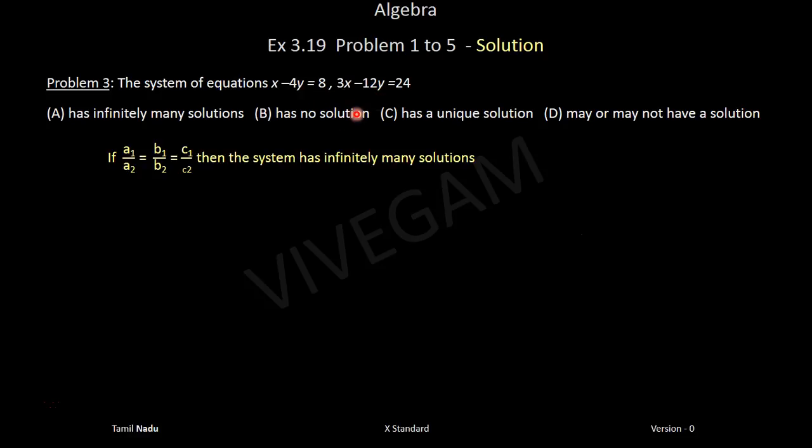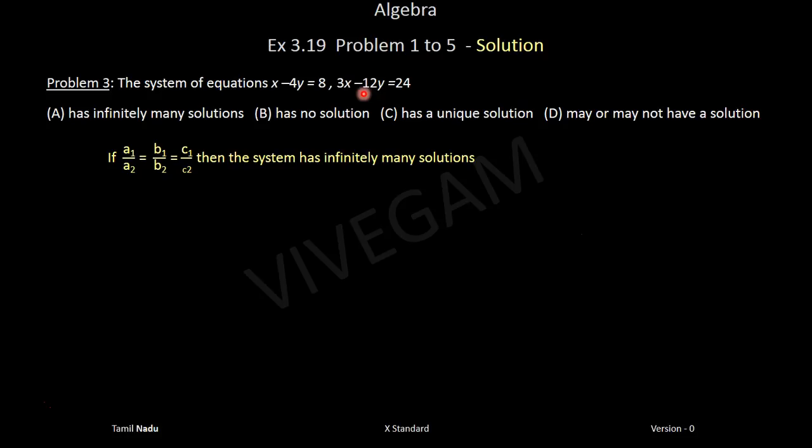So the condition for that is a1 by a2 is equal to b1 by b2 equal to c1 by c2. Then the system has infinitely many solutions. Basically, these two lines are parallel. So when they are parallel, then you will have an infinite number of solutions, one lying over the other.